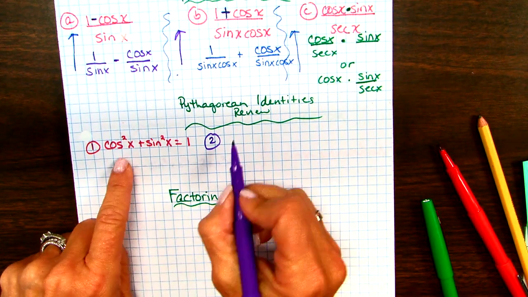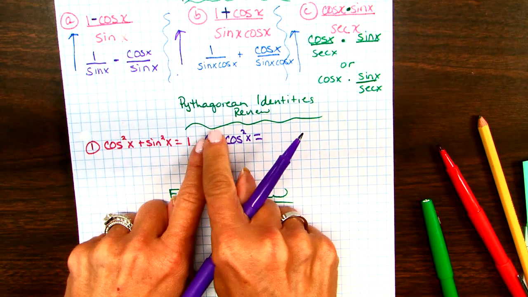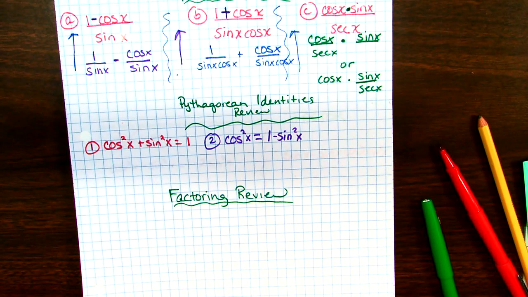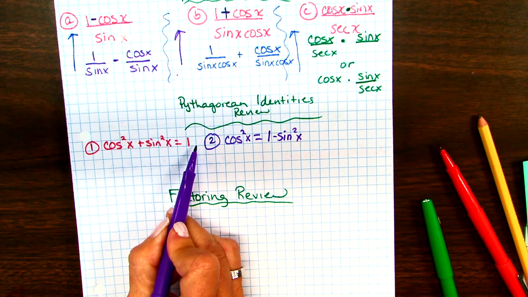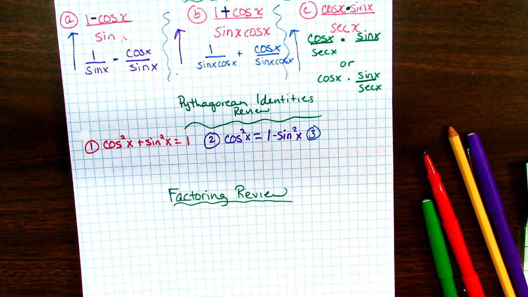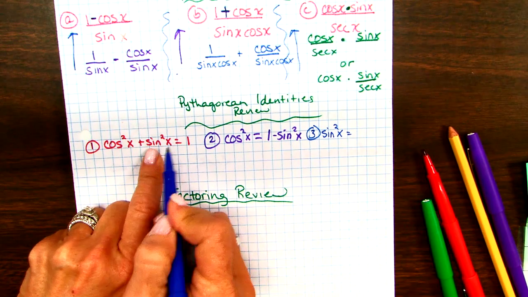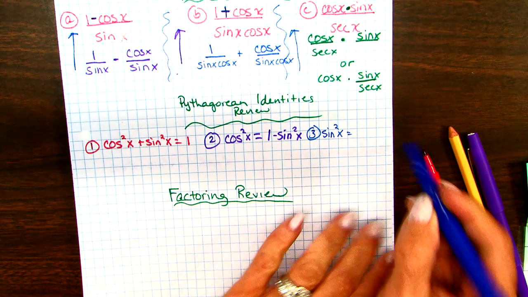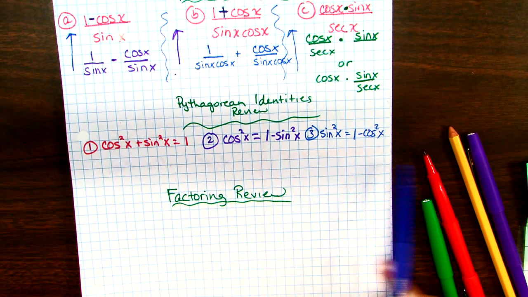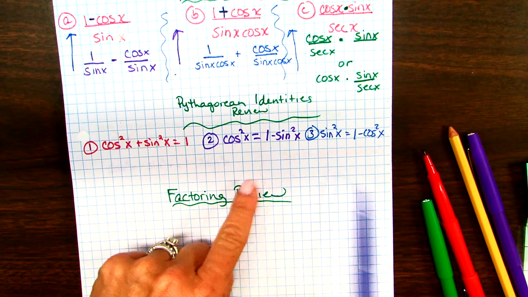Like if I want to get cosine squared by itself, I would subtract sine squared x to the other side, right? William, all I did there is I subtracted sine squared x, just making sure you saw that. All right, and then I could isolate the sine squared x by subtracting the cosine squared x. So, yes, you do have to know these. But if you know the OG, it's easy to come up with the other two.